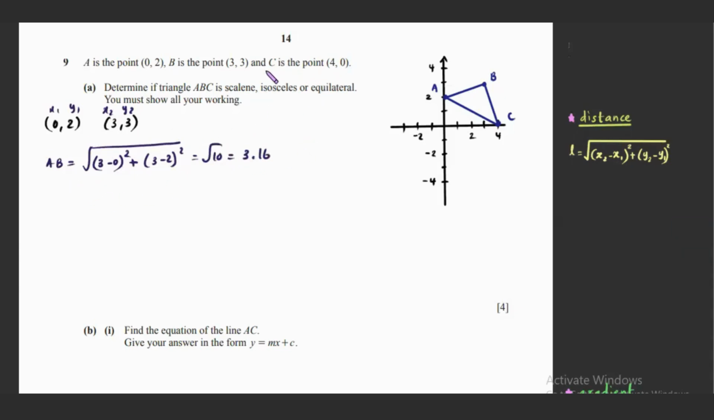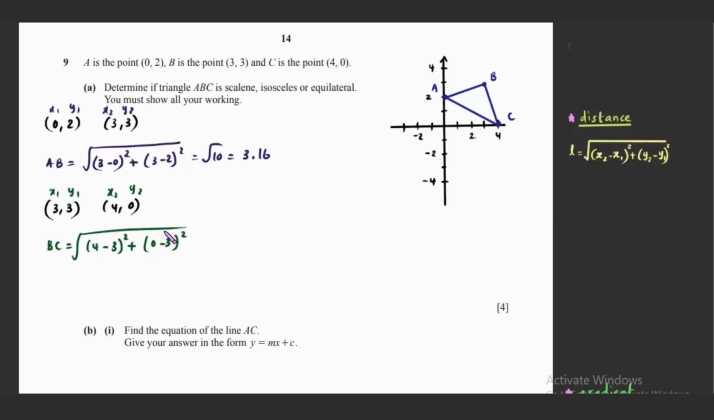Next, I'm going to find the length of BC. So the two coordinate points you would be using will be B, which is 3, 3, and C, which is 4, 0. I'm going to use these two coordinate points. So we're going to label it as x1, y1, x2, y2, and repeat the same thing that we did here to find what BC is. So I'm going to substitute this into the distance formula. The difference in the x values is going to be 4 minus 3, squared. Add that with the difference in the y values, which is 0 minus 3, squared. And then I need to square root this.